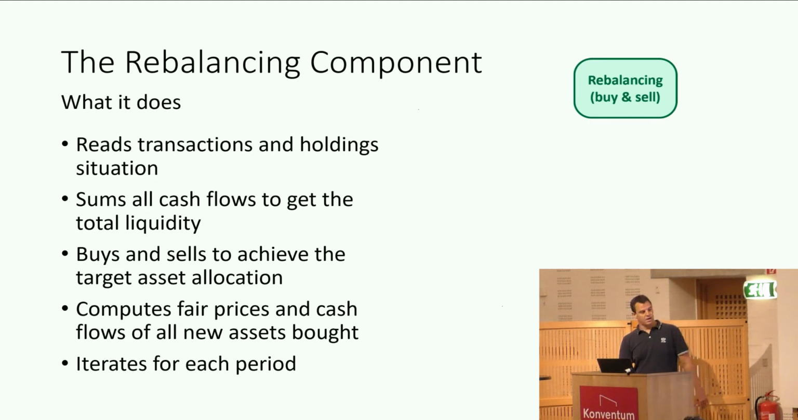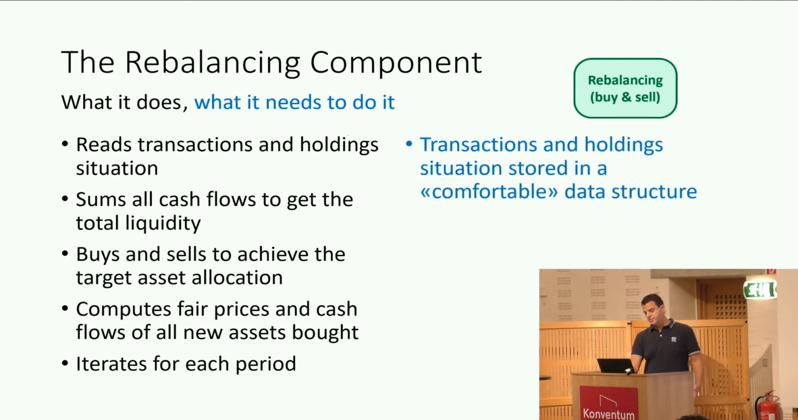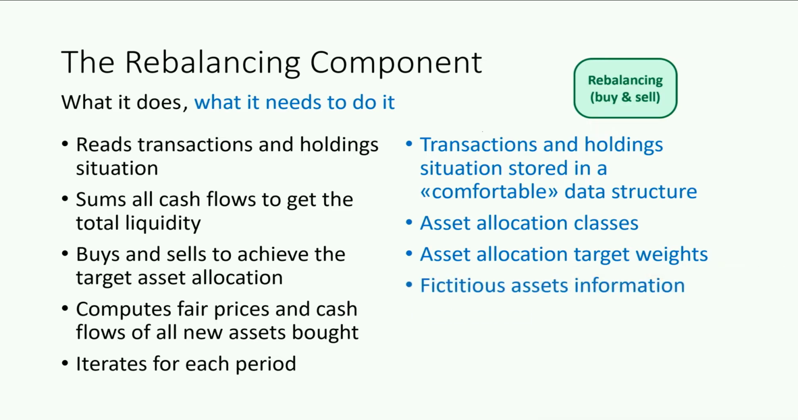And all this stuff is done, of course, for all the future periods in the forecast. So what it needs to do is to have somehow the information regarding transactions and holdings stored in a comfortable data structure so that not all the code has to be changed to run. Of course, it needs the user input, the classes, the target weights, and the information for the fictitious assets. So the securities information about the fictitious assets and the yield curves.